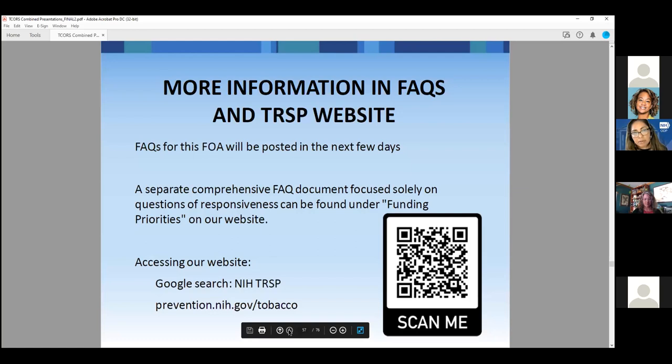So we highly recommend that you check our website, and there are different ways to access it. As you can see here, you can do just a very quick Google search. And we have a QR code right here if you want to scan it, and it will take you directly to that. It will also take you to our research that has already been funded, the current portfolio, so you can see what kind of research is being funded already. Also, on our website we have a FAQ document that has very broad examples of responsiveness. It doesn't necessarily apply to this particular RFA, but it gives you a lot of examples of research that is deemed responsive, so you can see some clear examples there.